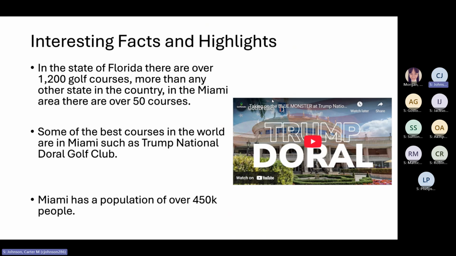Some interesting facts about Miami and the surrounding area is that there's over 1,200 golf courses in Florida. And in Miami, there's over 50 courses surrounding the city and in the city. Some of the best courses in the world are in Miami, such as President Trump's course. And Miami has a population of over 450,000 people.